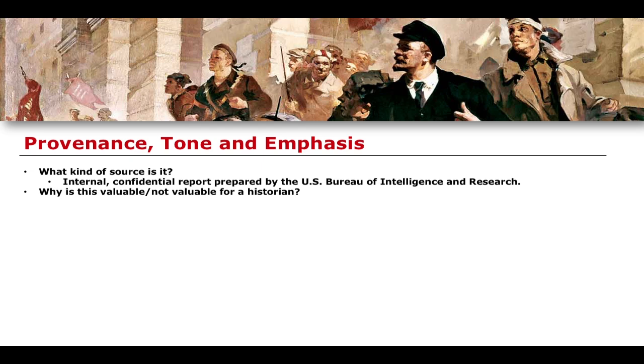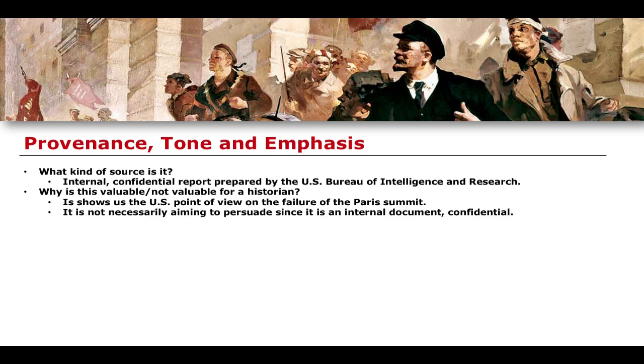Why is this either valuable or not valuable for a historian studying the collapse of the Paris Summit, the failure of the Paris Summit? Well, firstly, it shows the US point of view on the Paris Summit, okay? It is not necessarily aiming to persuade a broader audience. It is looking to be a bit more descriptive. It's an internal document. It is a confidential document. This implies that its descriptive nature is at least attempting to be more objective.